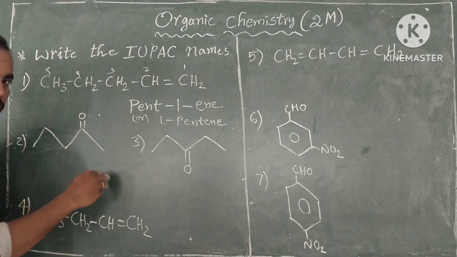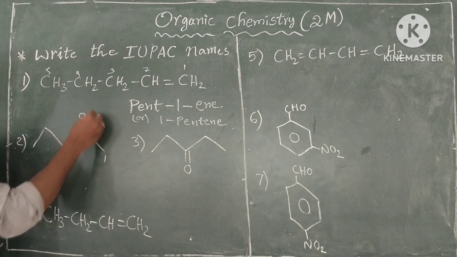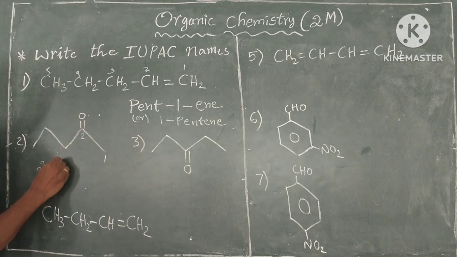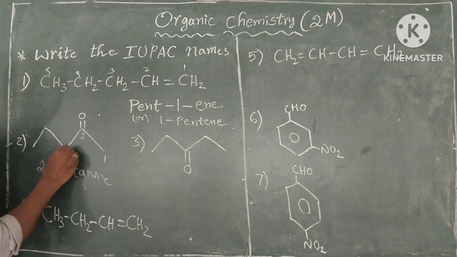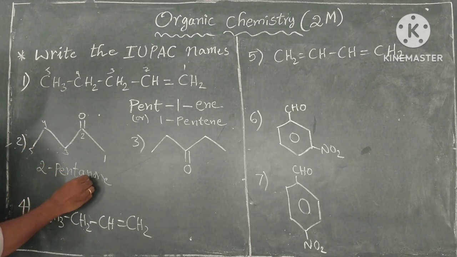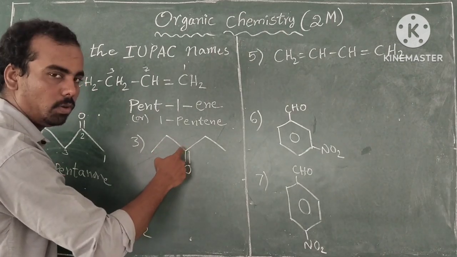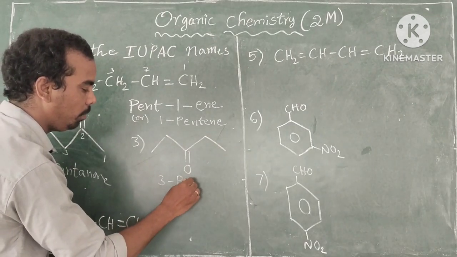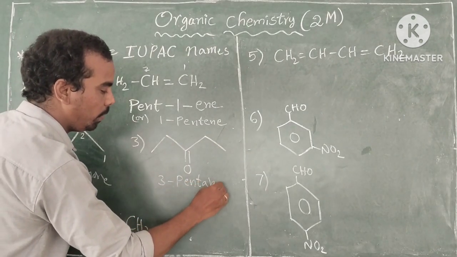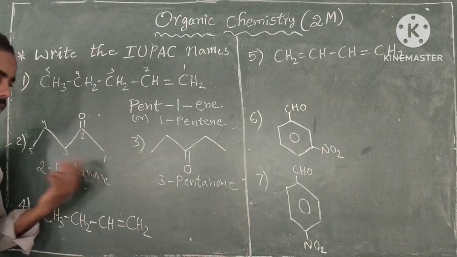If a keto group is present, it is pentanone. Which pentanone? The second carbon has the functional group, so it is called 2-pentanone. In the next one, 5 carbons, pentane, the third carbon has the ketone group, so it is 3-pentanone, or pentan-3-one. Pentan-2-one, both are correct.